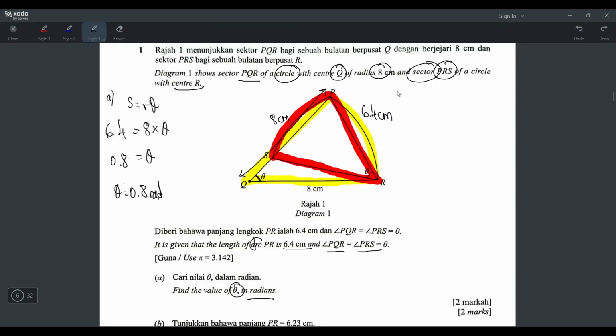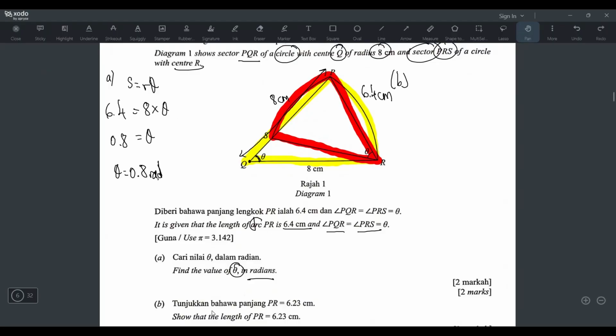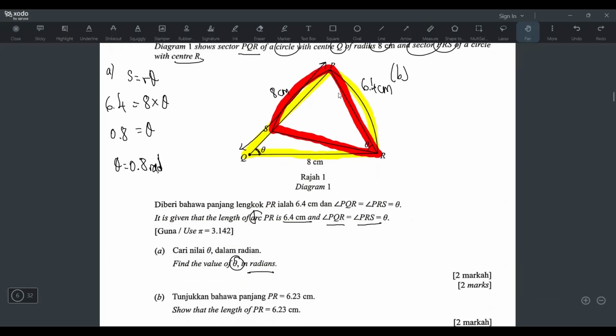Now we can do B, right? But I feel like there's a mistake here in B. If you look at the question, they say show that the length of PR is 6.23. What does it mean here? Obviously the arc PR is 6.4, right? So I think what they're trying to tell you here is not the length of arc PR. I think this PR is not talking about the arc PR. It's talking about this line right here.